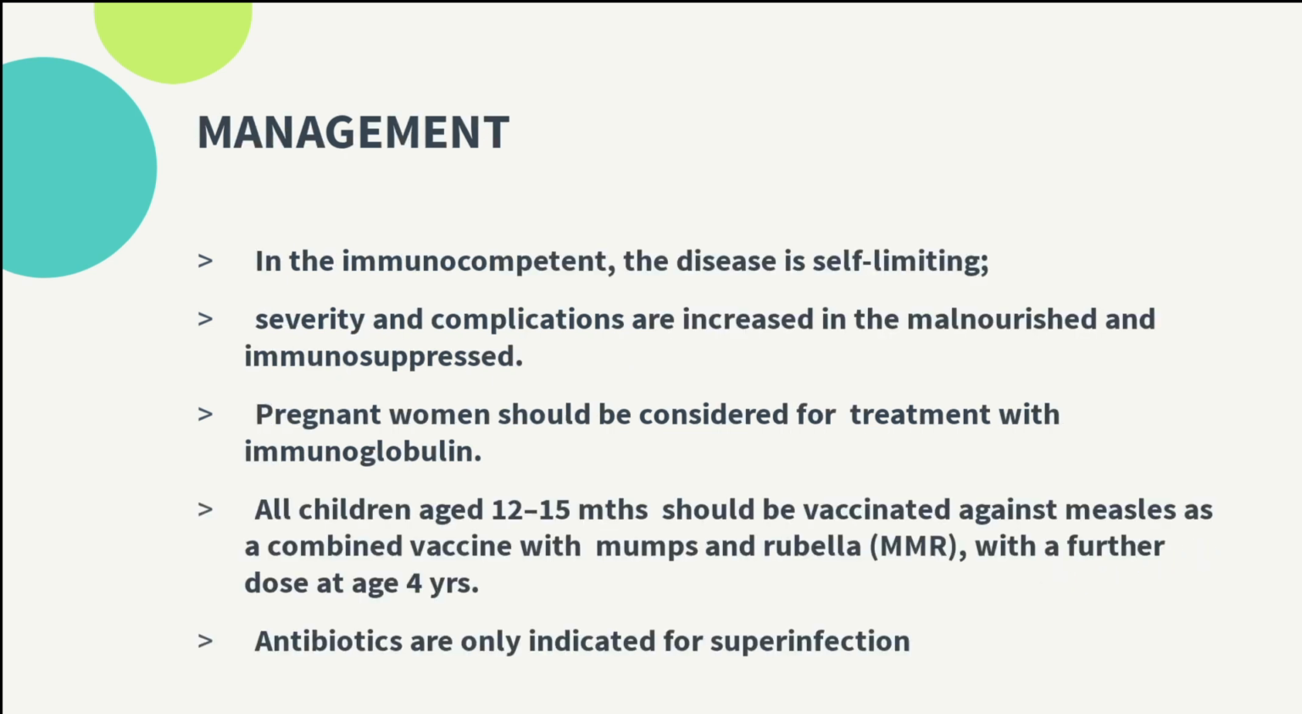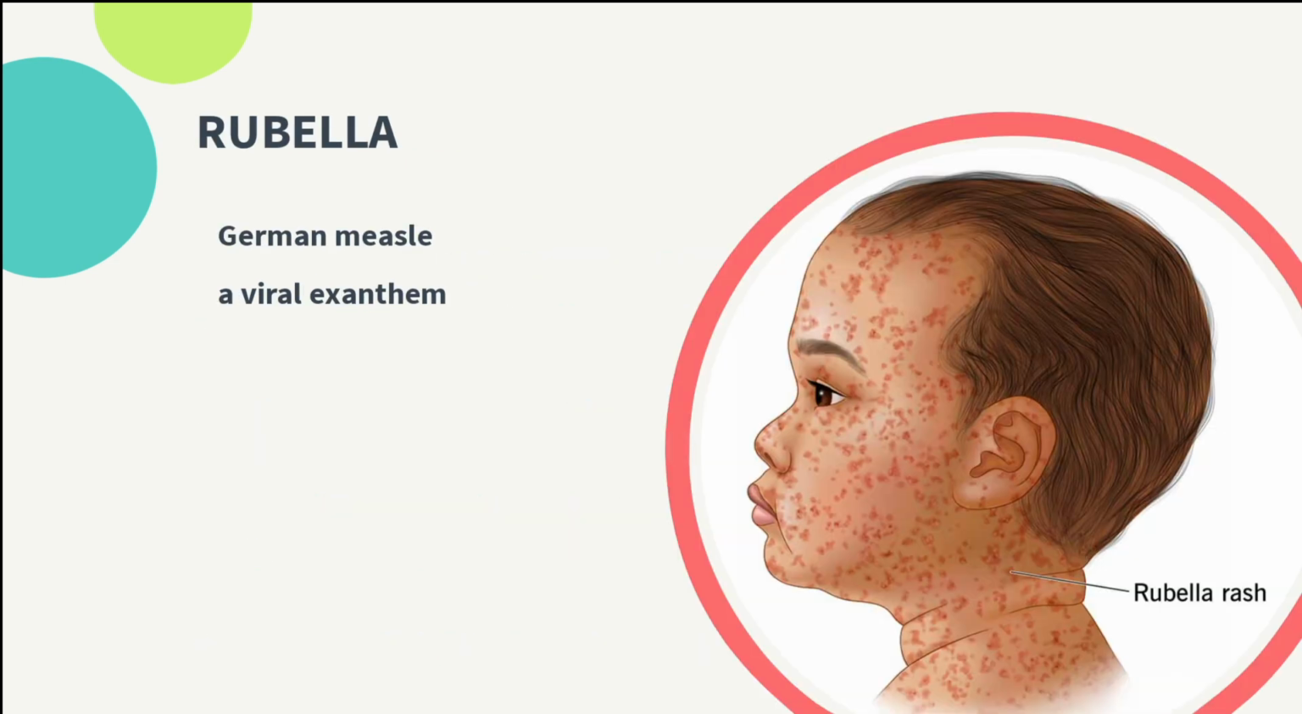Management. Usually, in an immunocompetent patient, the disease is self-limiting, but the complications or severity increase if the patient is malnourished, or the more the patient is immunosuppressed, the severity increases. Pregnant women should be considered for treatment with immunoglobulin. Now the children who are aged between 12 to 15 months should be given the MMR vaccine, with a further dose at the age of 4 years, and antibiotics are only necessary if there is a superinfection.